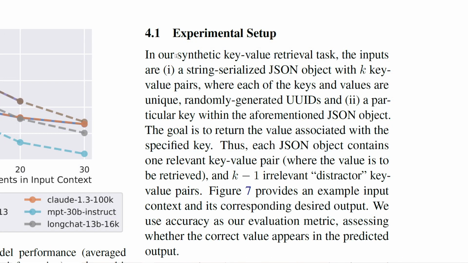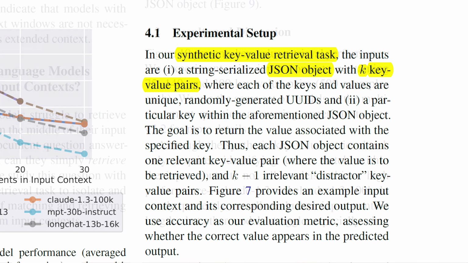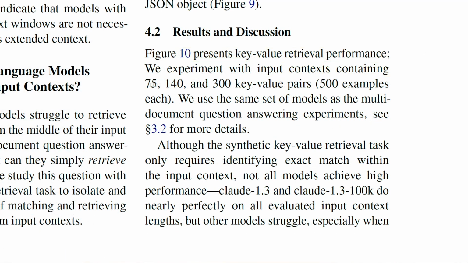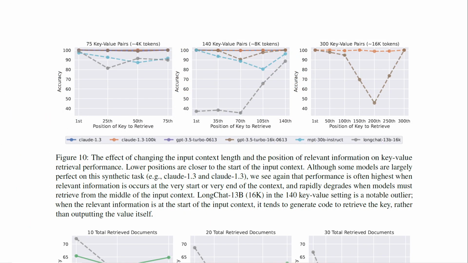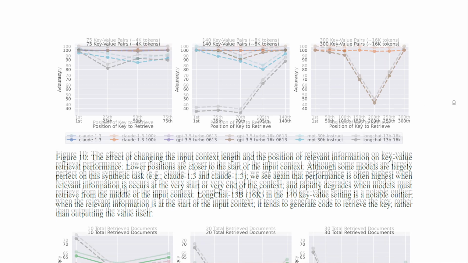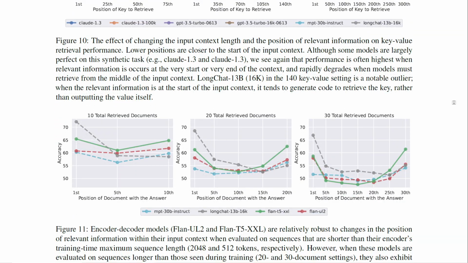The study also examines a synthetic key value retrieval task, where the models receive a serialized JSON object with K key value pairs. The goal is to retrieve the value associated with a specific key with varying numbers of key value pairs between 75, 140, and 300. The results demonstrate similar trends. Once again, a U-shaped performance curve emerges, indicating that model performance is lowest when the key value pairs are located in the middle of the input context.